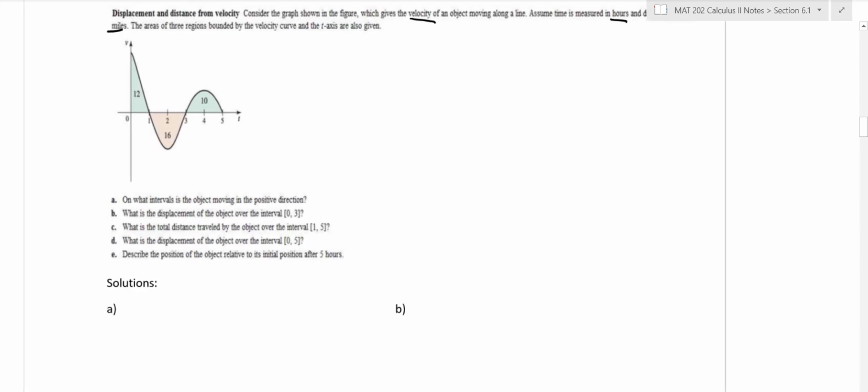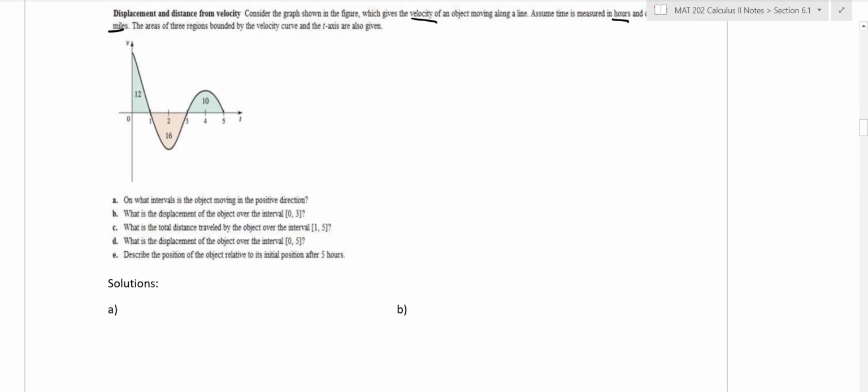Now these are kind of diagrams you learned about when you're learning about definite integrals. You use a positive number for these green regions, and you use a negative for that area that's below the t-axis, like that. Question 1, on what intervals is the object moving in the positive direction?